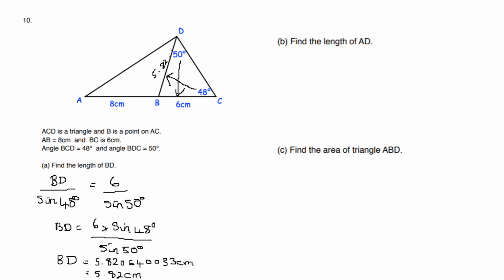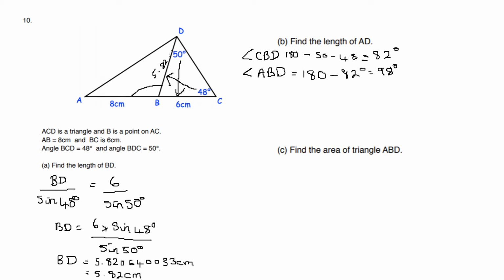I can find angle DBC by doing 180 minus 50 minus 48, which will give me 82 degrees. So that will be angle CBD. I actually want to know angle ABD. So I can do that by doing 180 minus 82 degrees, which will give me 98 degrees. I can now use the cosine rule to find the length of AD.